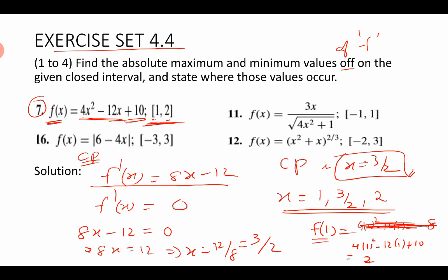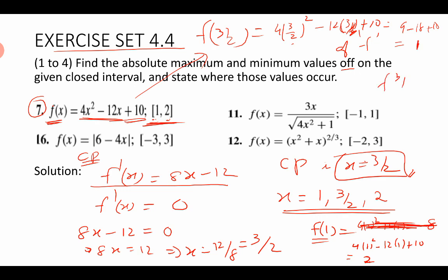And find f of 3 over 2. What is f of 3 over 2 in the original function? From here, 4 into 3 over 2 square minus 12 into 3 over 2 plus 10. Okay, this is 4 over 4, 3 square is 9, 12 into 3 over 2, 6 into 3, 18, minus 18 plus 10. So the answer is 19 minus 18, 1. So f of 3 over 2 is 1.